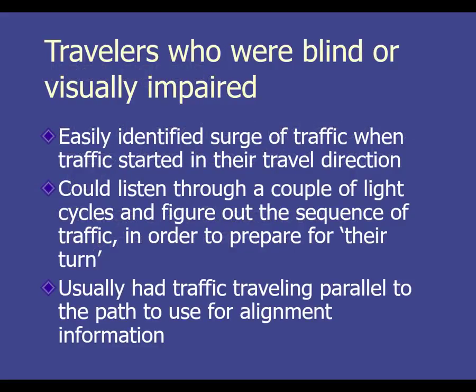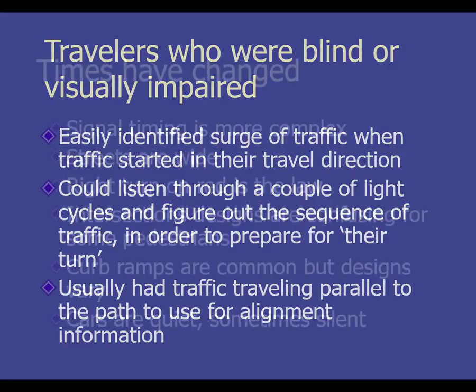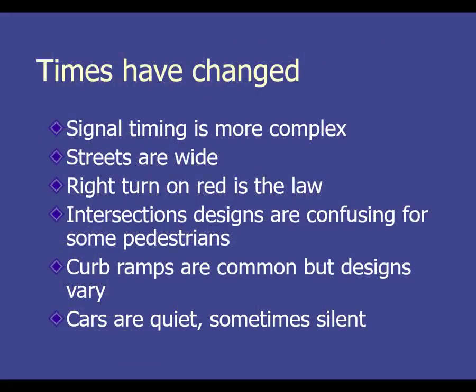And so in those kinds of situations, it was easily identified. There was an easily identified surge of traffic as the traffic started to move. A blind person could listen through a couple of light cycles and figure out the sequence and know exactly when to make the crossing. And there was usually a good amount of traffic that was moving parallel to the path of the traveler, which could be used for good alignment purposes. That was once upon a time.